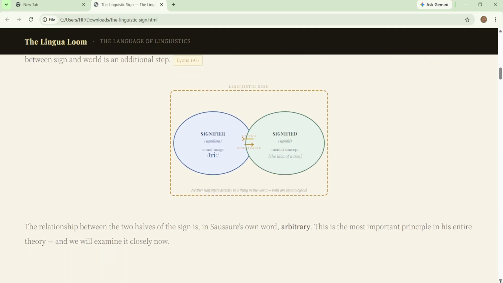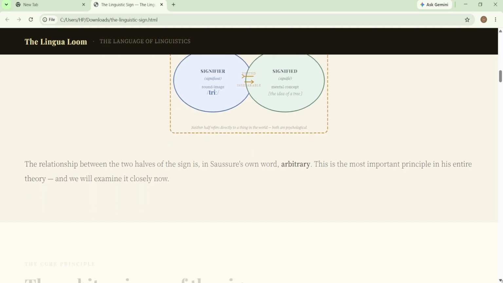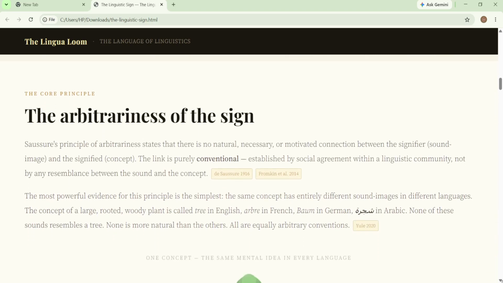Then the relationship between the two halves of the sign is, in Saussure's own word, arbitrary, which is that there is no logic between them. This is the most important principle in his entire theory, and we will examine it closely now. So let's move forward. The core principle: the arbitrariness of the sign.